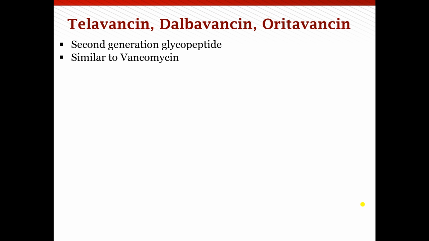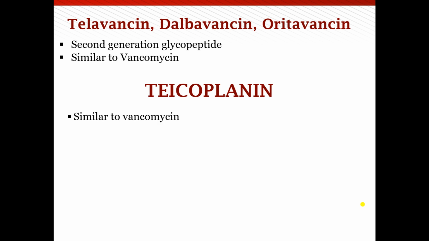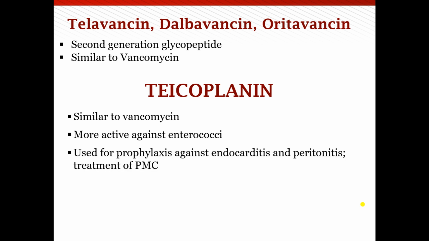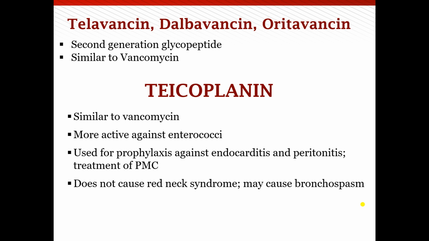After vancomycin, telavancin, dalbavancin, and oritavancin came to market. They are second generation glycopeptide antibiotics, and therapeutic uses are almost similar to vancomycin. Next group is teicoplanin, which is similar to vancomycin, but it has more activity against enterococci, and it is used for the prophylaxis against endocarditis and peritonitis, and it can also be useful for the treatment of pseudomembranous colitis.